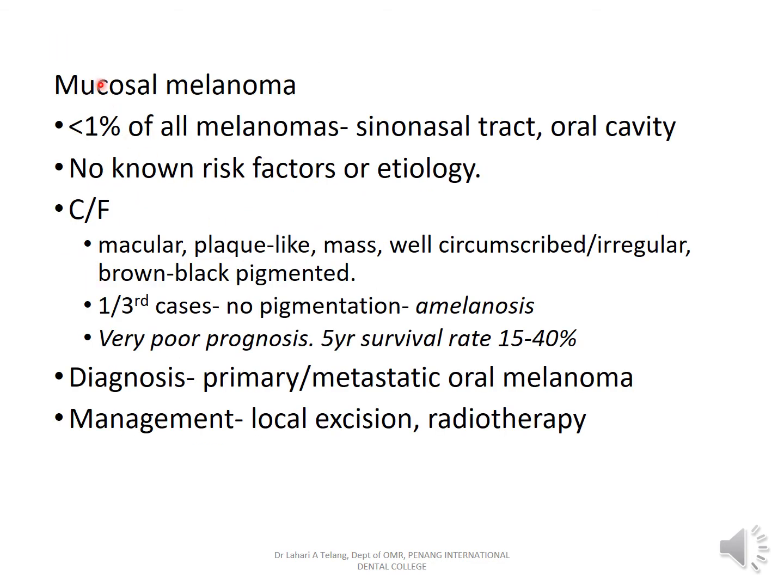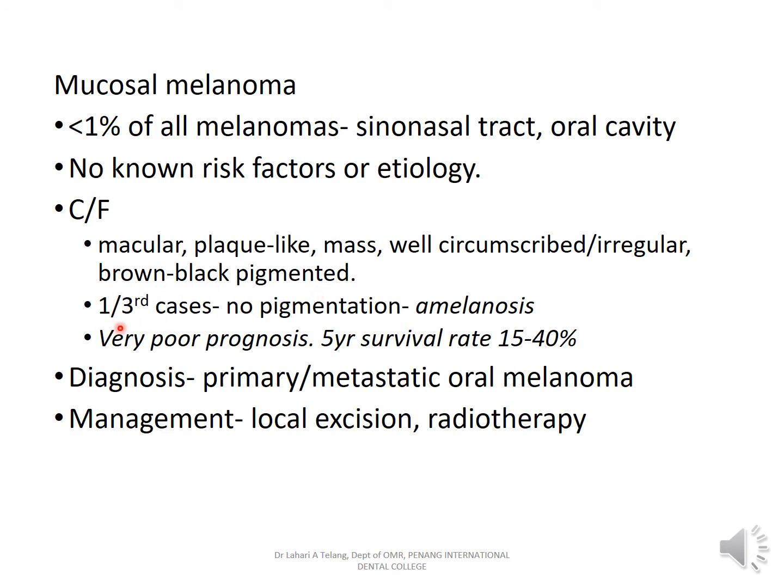In the case of mucosa, melanomas are quite rare. Just less than 1% of them occur in the sinonasal or oral cavity, and also there are no known risk factors or etiology. Inside the oral cavity, the clinical features would be more like a macular or plaque-like mass, which is well circumscribed or irregular, and brown to black pigmented.